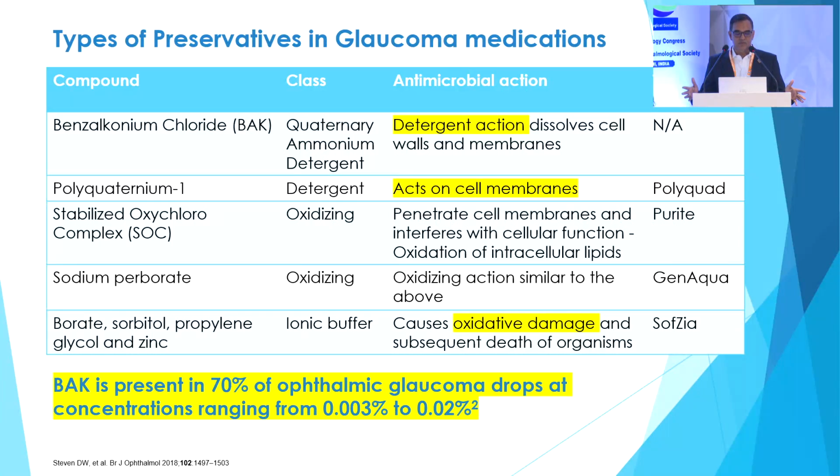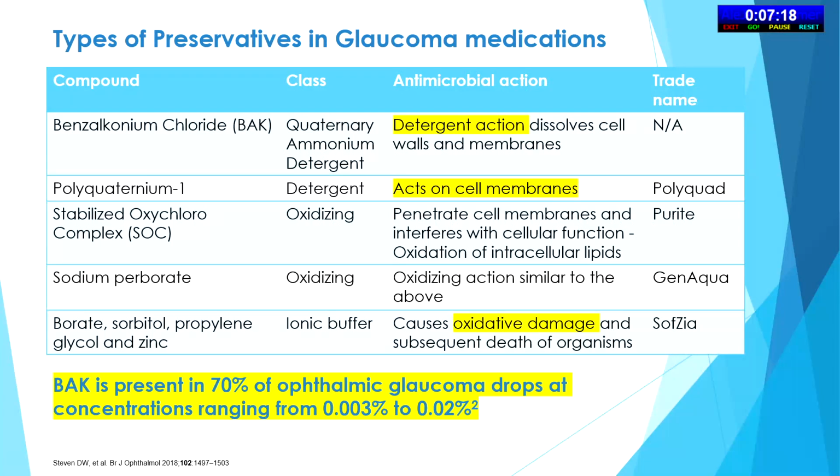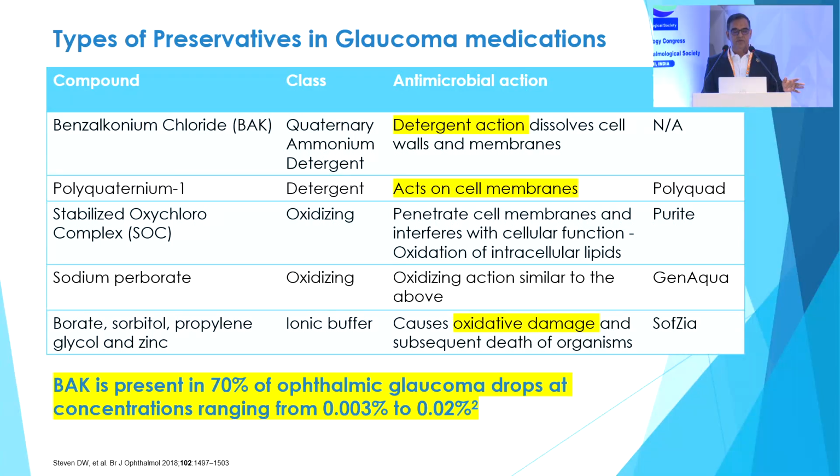BAC is present in about 70% of our glaucoma medications, ranging from 0.003% to 0.02%, in various strengths, various drugs, various companies, and it's basically a detergent. A detergent dissolves the cell membranes. We also have polyquad, SOC, perborate, and borate-sorbitol. All of them cause oxidative damage.